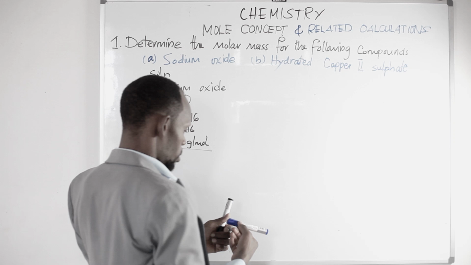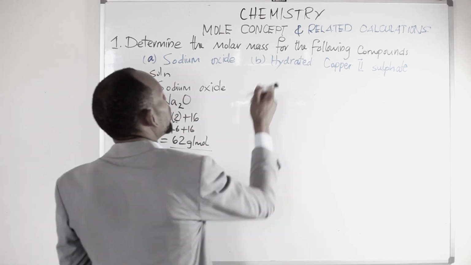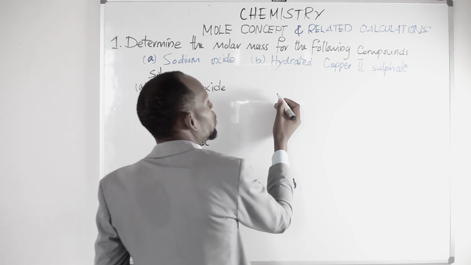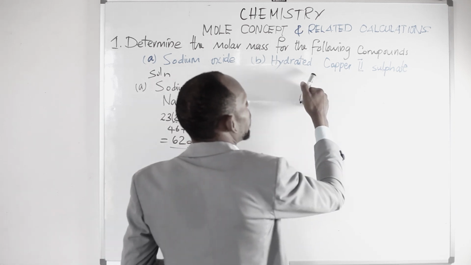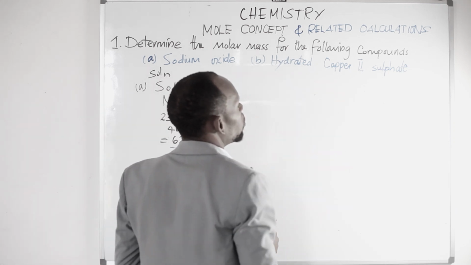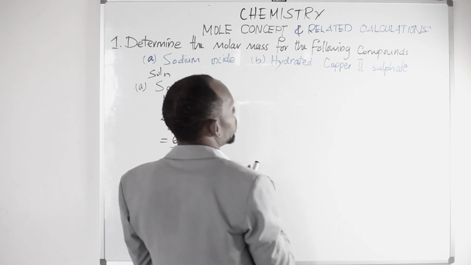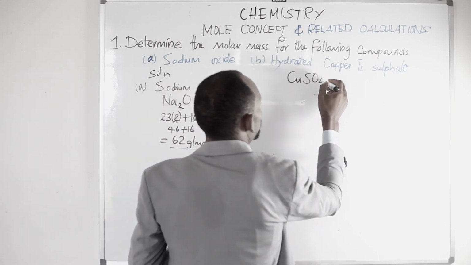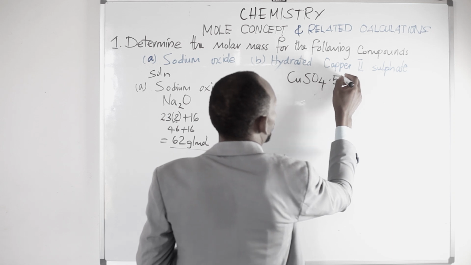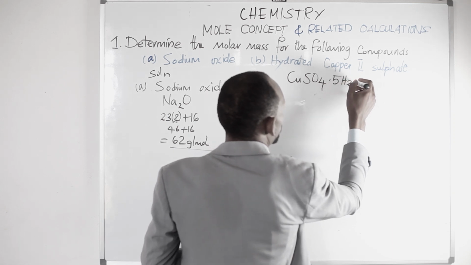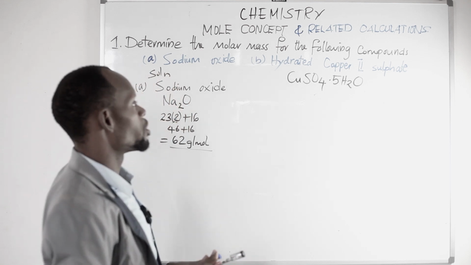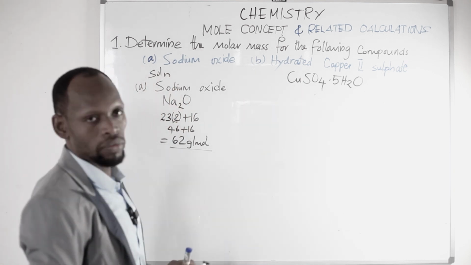Let's go for B. For B, it is hydrated copper 2 sulfate. How do you do it? What is the chemical formula for hydrated copper 2 sulfate? Copper 2 sulfate pentahydrate. Yes, copper 2 sulfate pentahydrate. So this is the hydrated copper 2 sulfate.